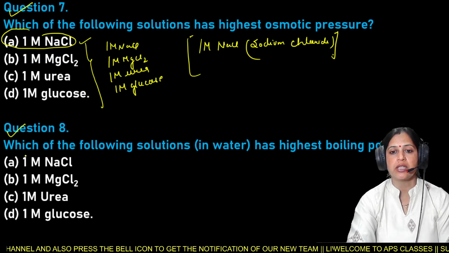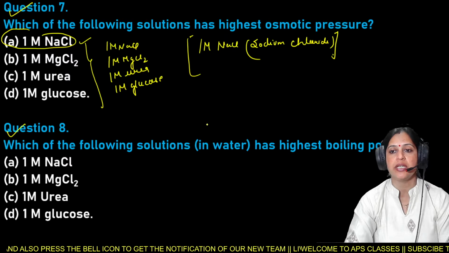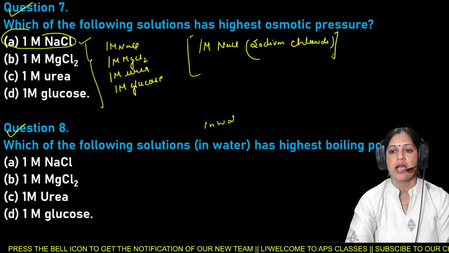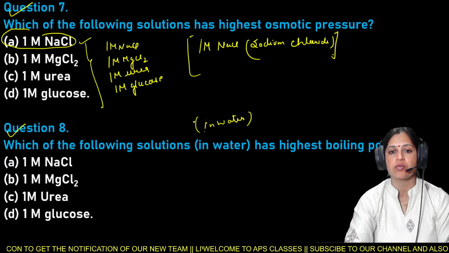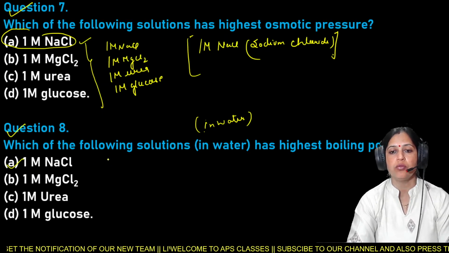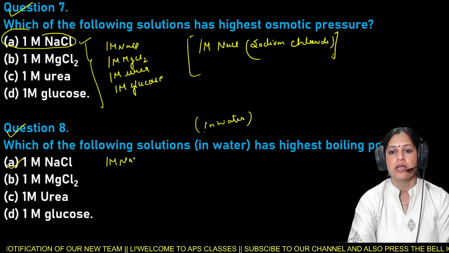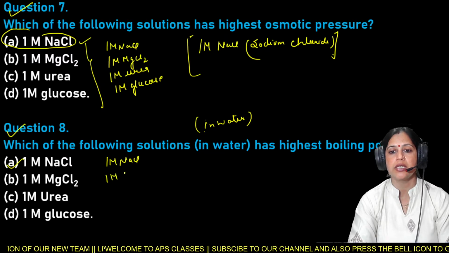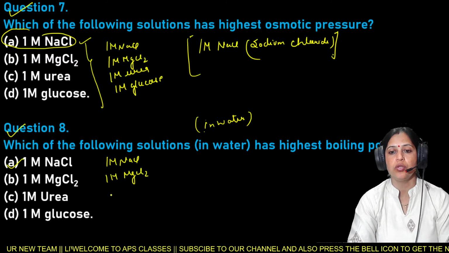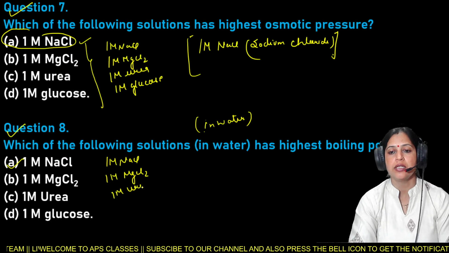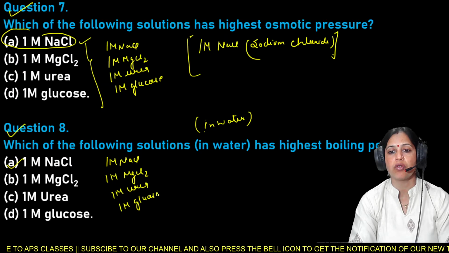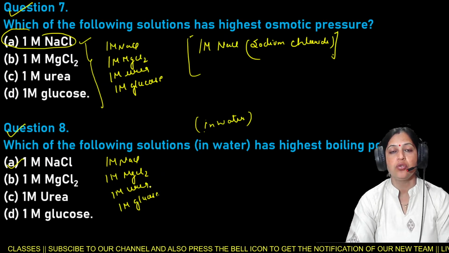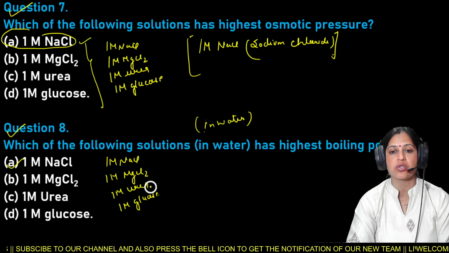Next, question number 8. Which of the following solutions in water has the highest boiling point? Options are 1 mole sodium chloride, 1 mole magnesium chloride, 1 mole urea, and 1 mole glucose. Out of these solutions in water, you have to choose which has the highest boiling point.